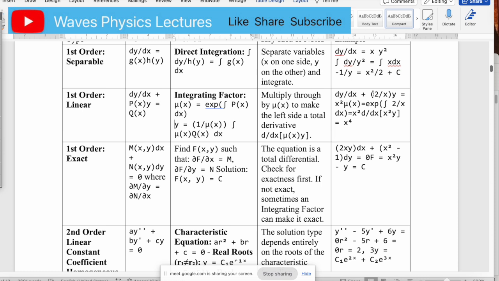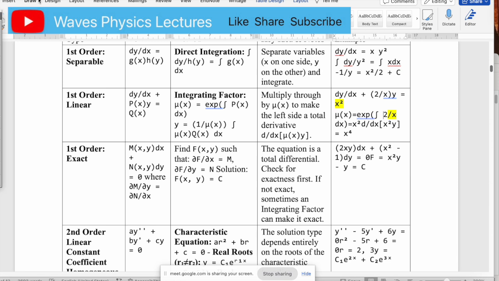So if you consider this example, we have this equation, separate it out. This is my equation. So this is my p(x), and this is my q(x). Integrating factor is exponent of the integral of p(x). So this is my p(x).